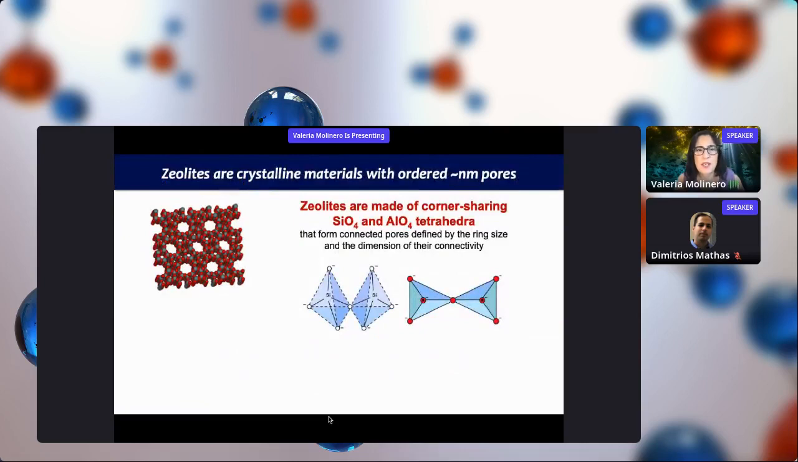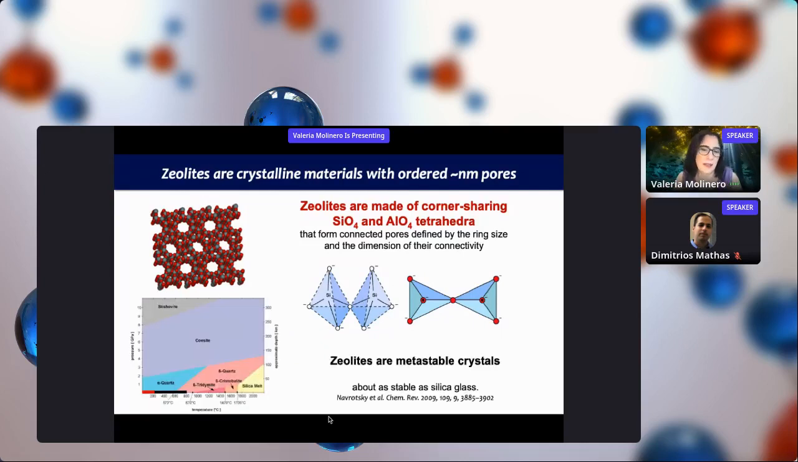When we think about zeolites, we have to understand that these are just crystalline materials with ordered nanometer pores. These crystalline materials are made by arrangement of tetrahedra, and these tetrahedra are linked by the oxygens and centered on the silicon, and the tetrahedra have a wide range of angles, so they can make multiple polymorphs. And actually, tetrahedra of silica are the ones that make all the phases of silica that exist.